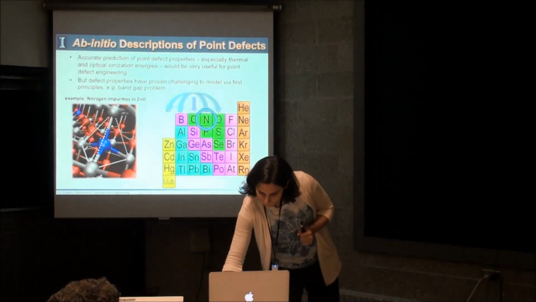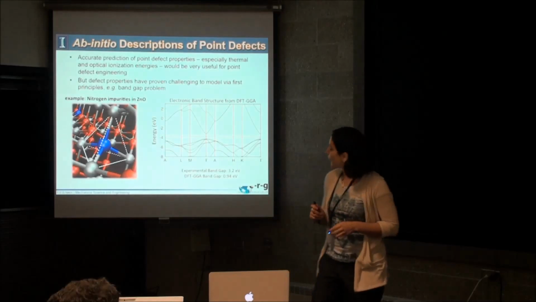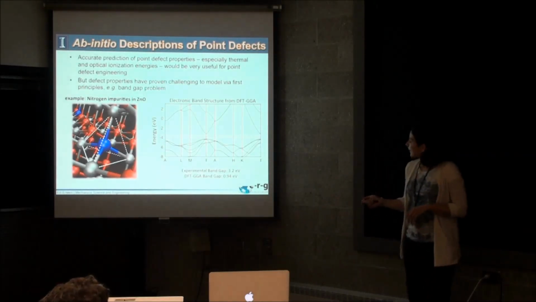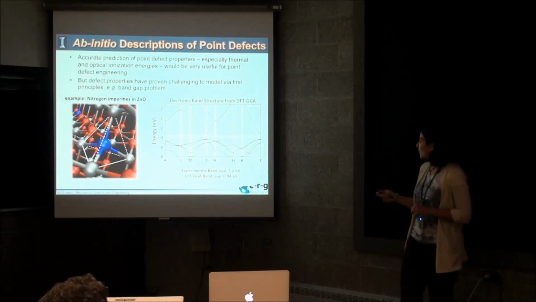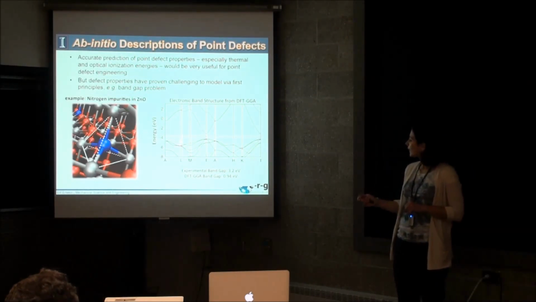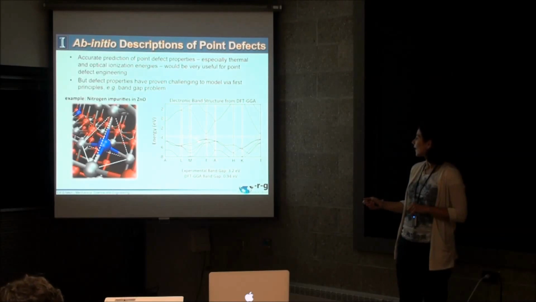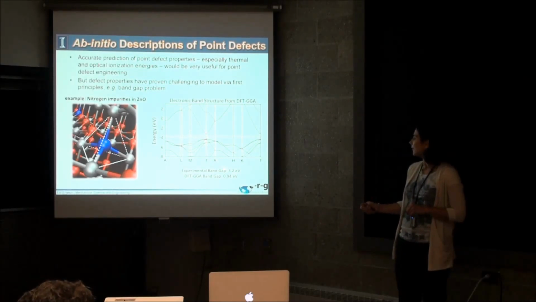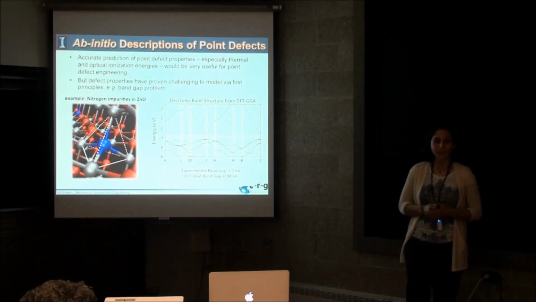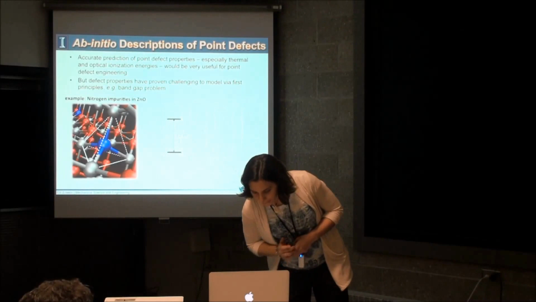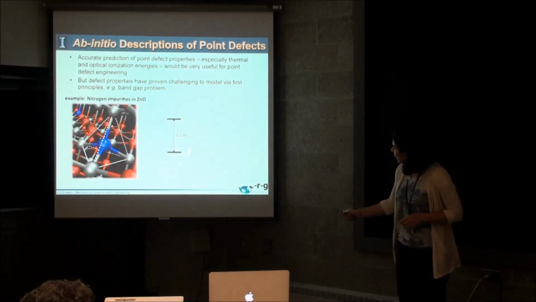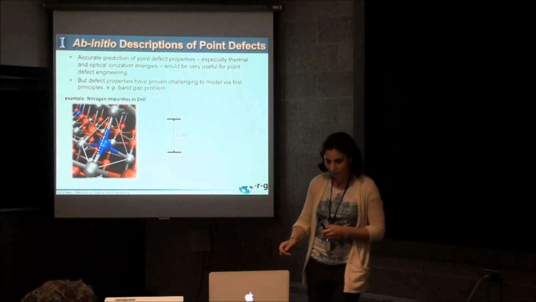Now, let me talk about modeling of that particular defect. Zinc oxide is another insidious case of the DFT band gap problem. Here's the band structure of zinc oxide. Here's the gap in DFT. It's about 0.9 eV. That's in comparison to the experimental band gap of 3.2 eV. And so let me highlight what the problem is. Here's our experimental band gap in zinc oxide.